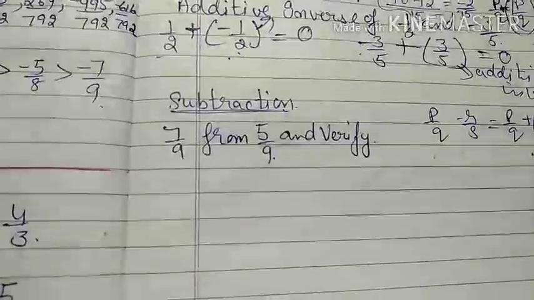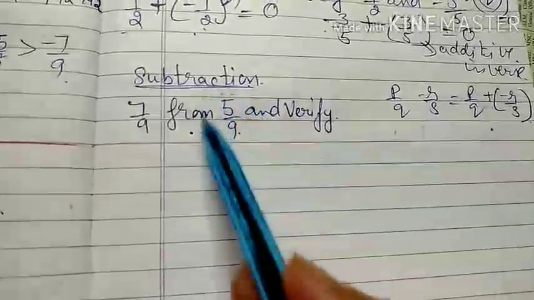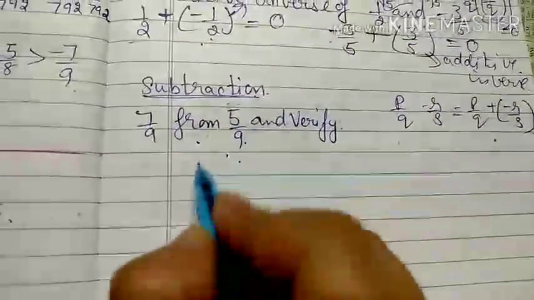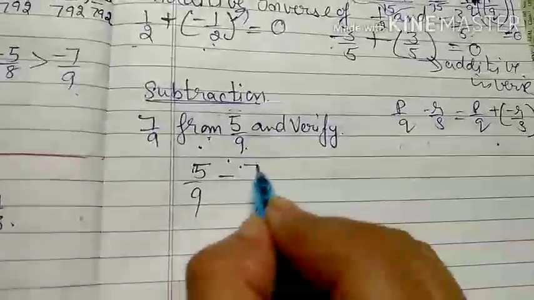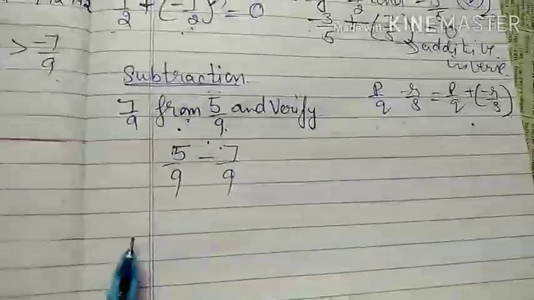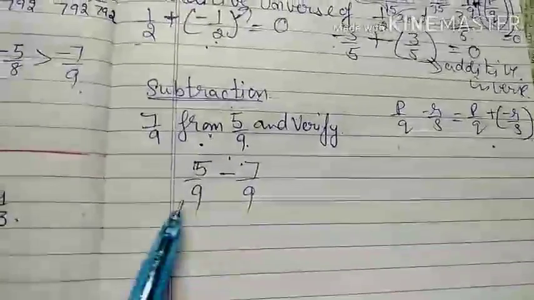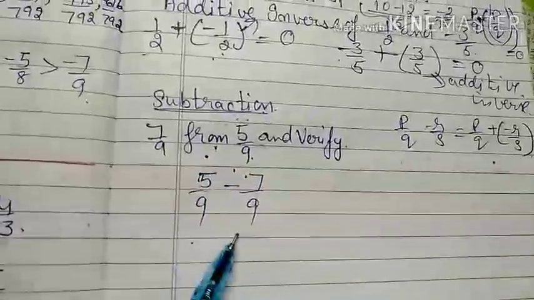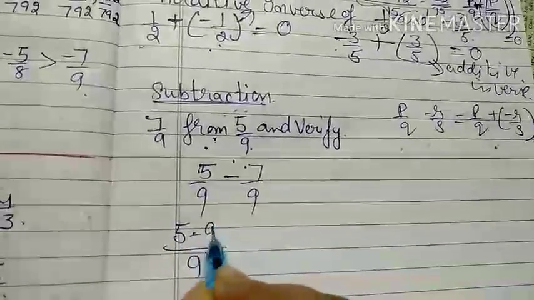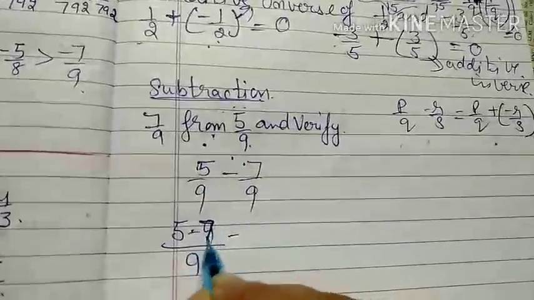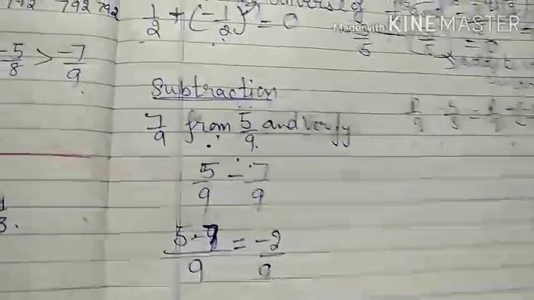If you are going to subtract two fractions, whatever term is written after the word "from", you write in the first position, and the term before "from" goes in the second position. After that you check the terms. Is there a like fraction? Like fractions mean same denominators. If they have the same denominators, you write the common denominator and subtract the numerators. 5 minus 7 gives me minus 2 by 9.